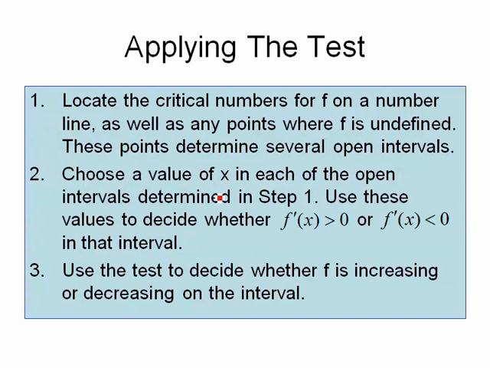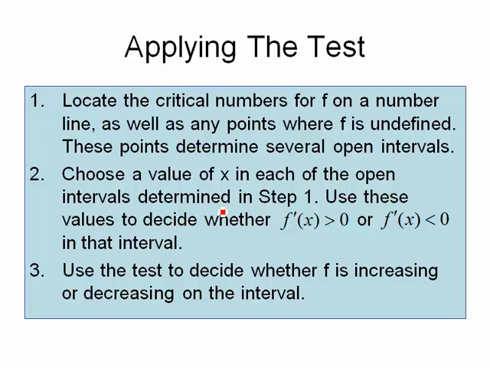So to apply this test, step 1, we're going to locate the critical numbers for f on a number line, as well as any points where f is undefined. These points determine several sections or open intervals for that function. In step 2, we'll choose a value of x in each one of those open intervals, or in each one of the sections that we found in the number line from step 1.